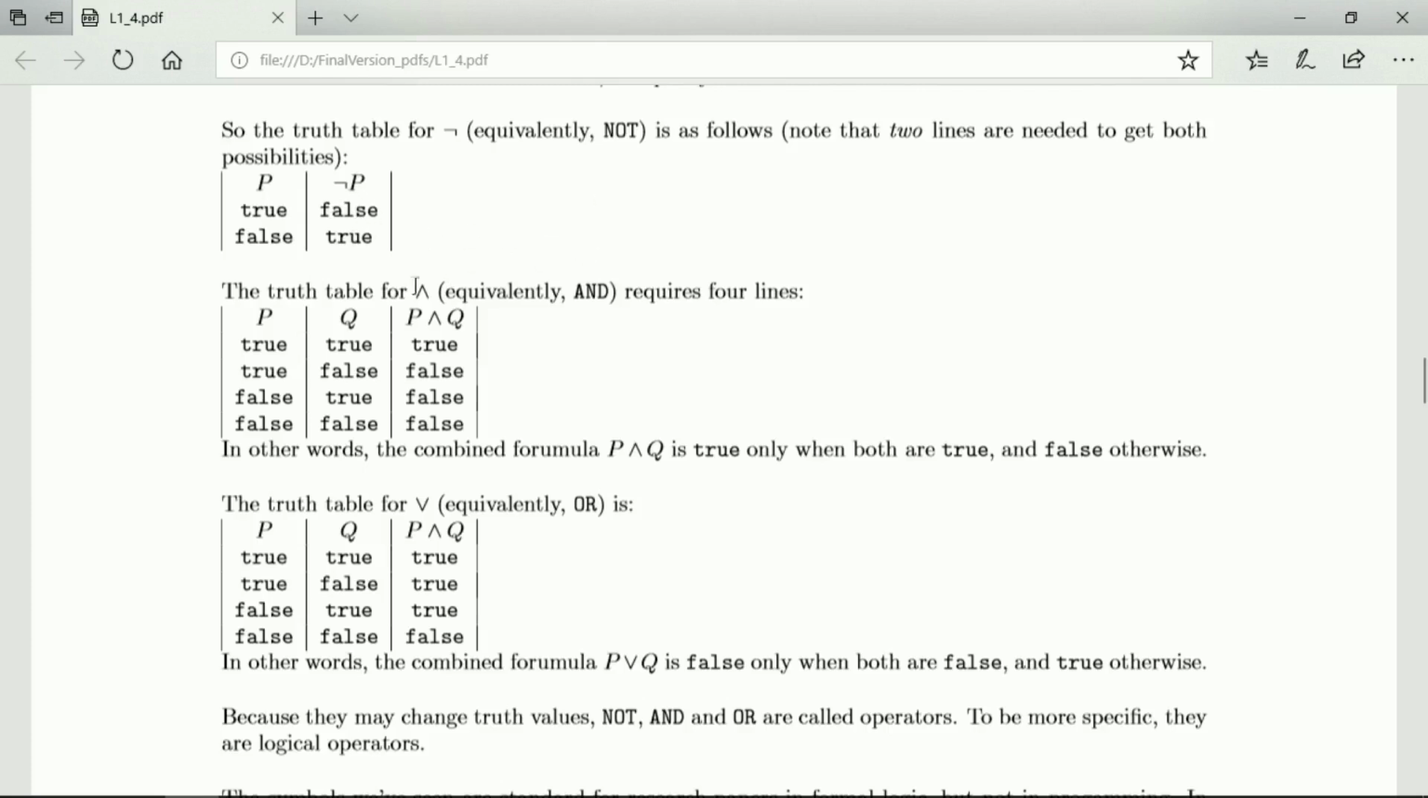If we look at the wedge up operator, which is and, then for every value of P which is true, Q can be either true or false. And for every value of P which is false, Q can be either true or false. So there are four possible combinations. And the and is true only if P and Q are both true, otherwise it is false. And that is the meaning of these operators.